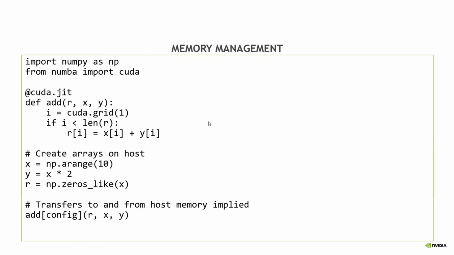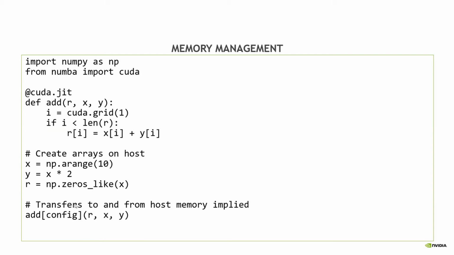Okay, so we're going to have a look at memory management and Numba device arrays with a couple of examples. So here's an example where we've got a JITted function that takes two vectors, x and y, and then it adds their elements, and then it stores the result in another vector. If we create some NumPy arrays that are on the host, and then we call this kernel, then Numba is going to automatically determine that it needs to transfer those arrays to the device before it calls the kernel, and then transfer R back after it's executed.